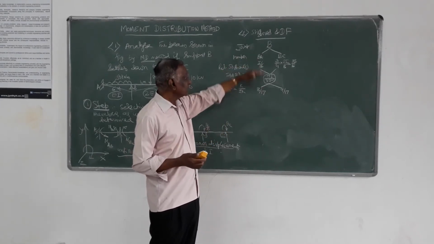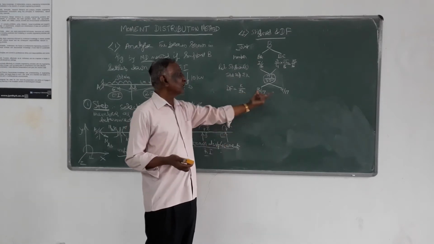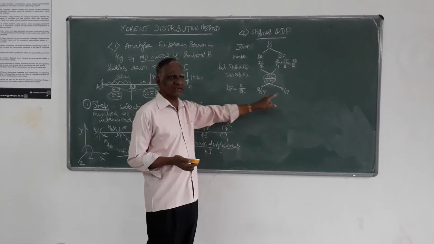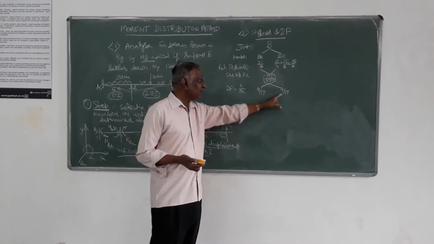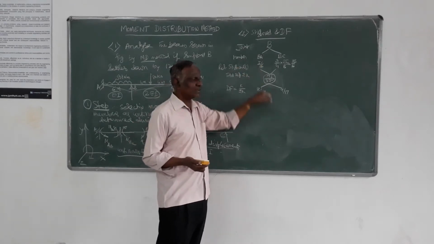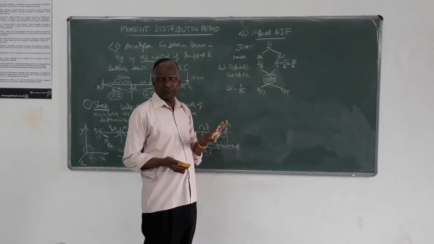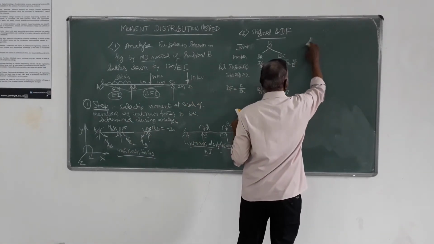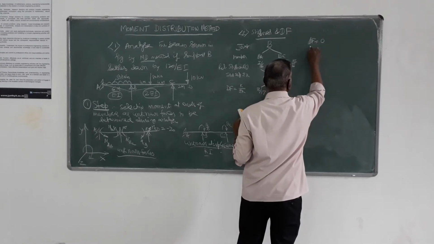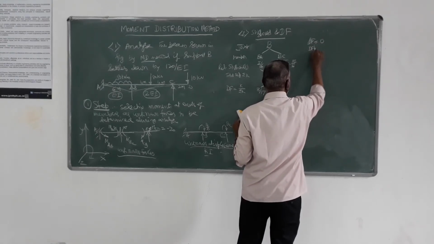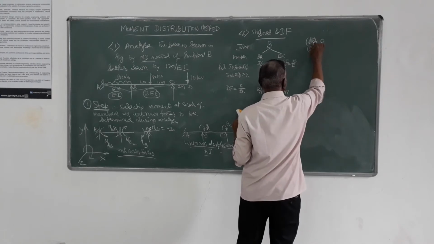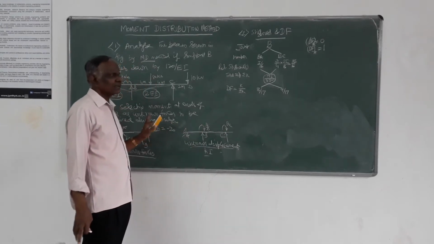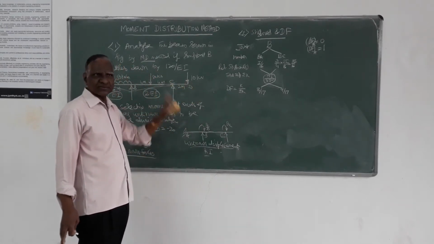After calculating this, you can check whether the distribution factors you have calculated are correct or not. Add the distribution factors at each joint, that sum should be 1. Make sure of that. And of course, distribution factor for A you can take as 0. Distribution factor for C you can take as 1, because it is simply supported at C. So this is the second step.